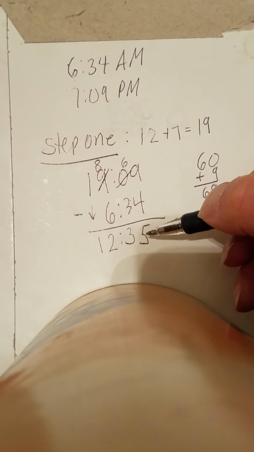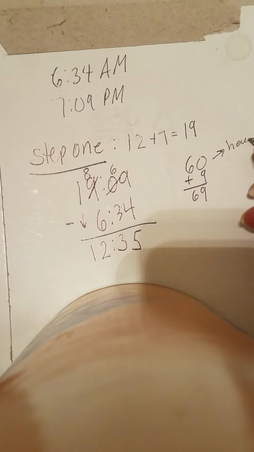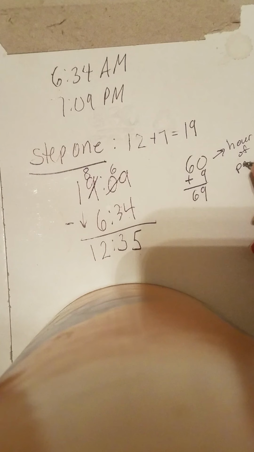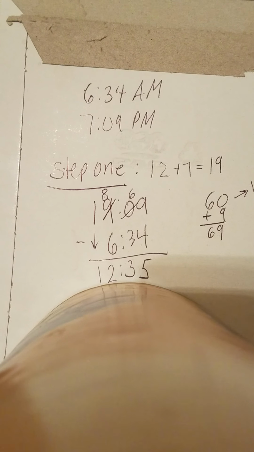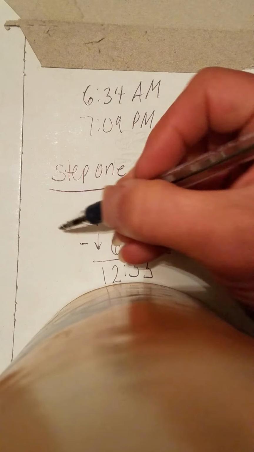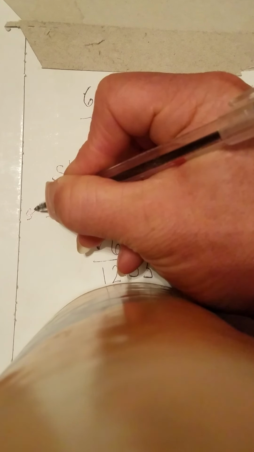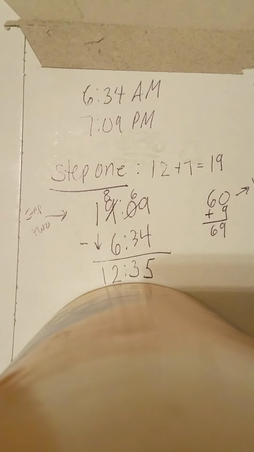I'm going to show you one other strategy with the hour of power. And by the way, this is our hour of power. But I'm going to show you one more strategy. And of course, step 1, 12 plus 7 equals 19. And I forgot to write in step 2 over here. So it's a little disorganized right now. This is step 2. All right. So once again, we are going to use one other strategy. It is very, very similar.